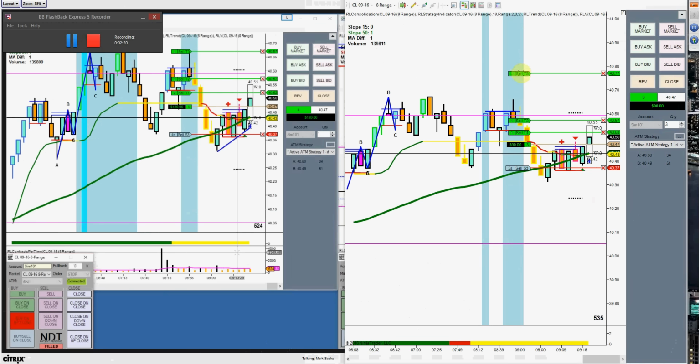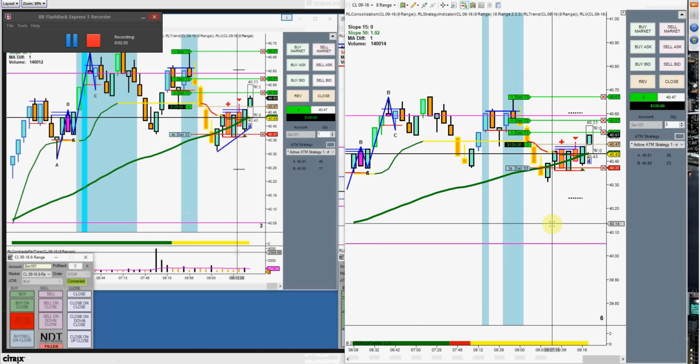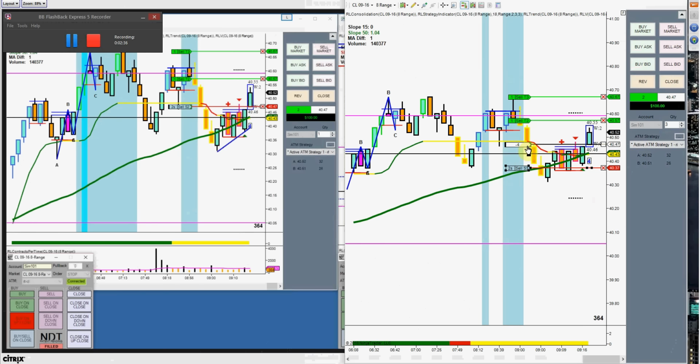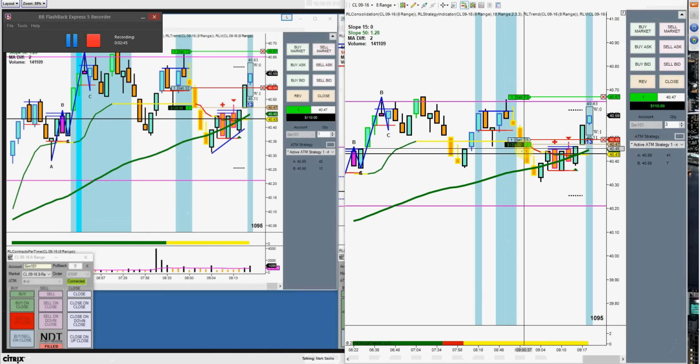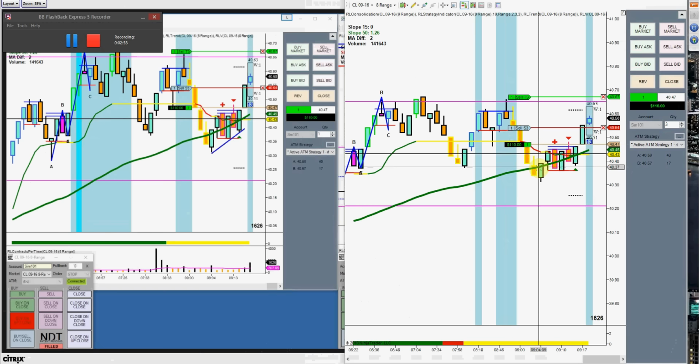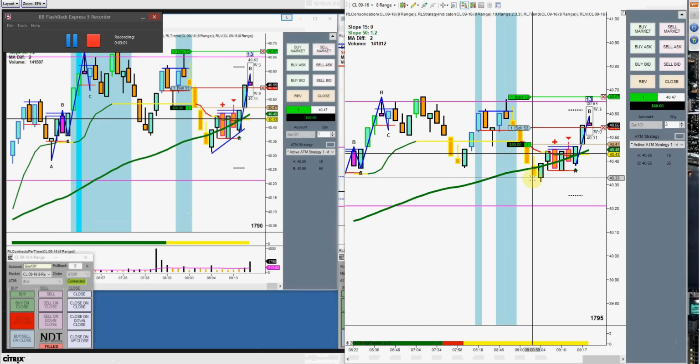Come on. There's our first target. Target filled. Second target filled. Now we're just on a runner. Come on, go, go, go. Stop filled.